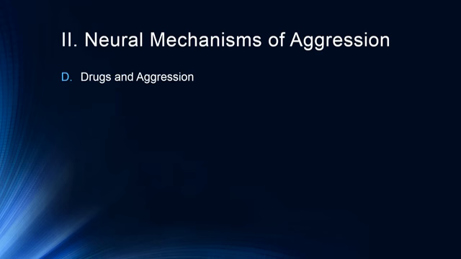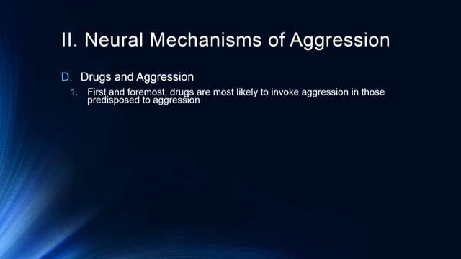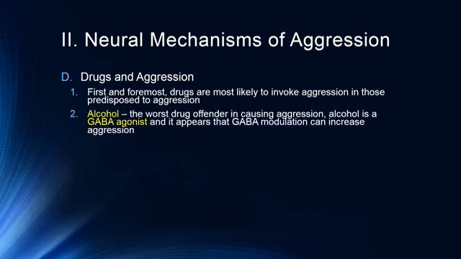I wanted to spend a few minutes talking about a few different drugs and how they've been shown to influence aggression. First and foremost, drugs are most likely to invoke aggression in those who are already predisposed to aggression. Most drugs are going to build on who you are when you show up to the party, so to speak. So certainly alcohol is like that, and other drugs are as well. Alcohol is certainly the worst drug offender in causing aggression, and I think many of us have experiences with friends who suddenly go from jovial and fun-loving to overly aggressive.